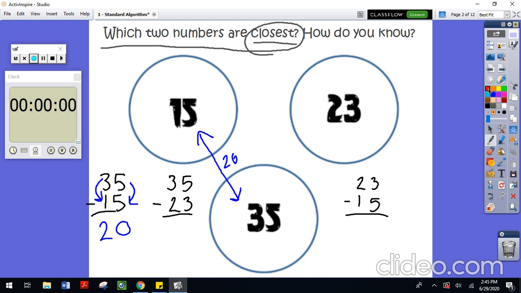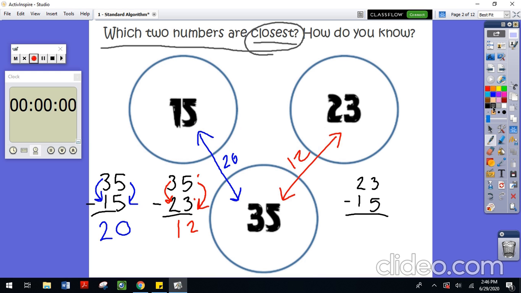Then I'm going to look at the difference between 35 and 23. Starting with 5 minus 3, which is 2. 3 minus 2, which is 1. The difference between 35 and 23 is 12.